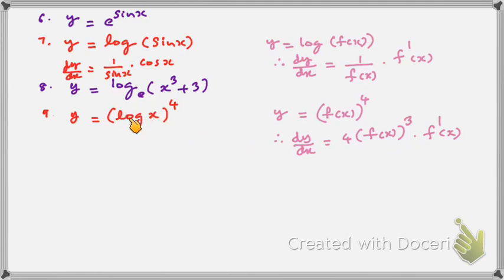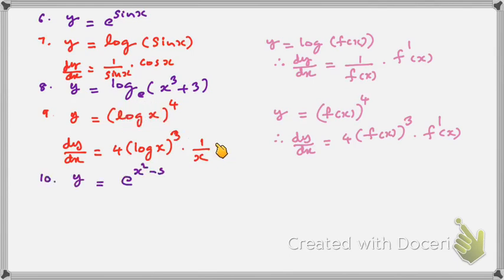So what would happen to log x to the power of 4? In the same pattern, 4 times log x to the power of 3 into the derivative of log x, which is 1 by x. So dy by dx is 4 times log x to the power of 3 into 1 by x. That's your question: y is equal to e raised to (x square minus 5x). Look at the next question.